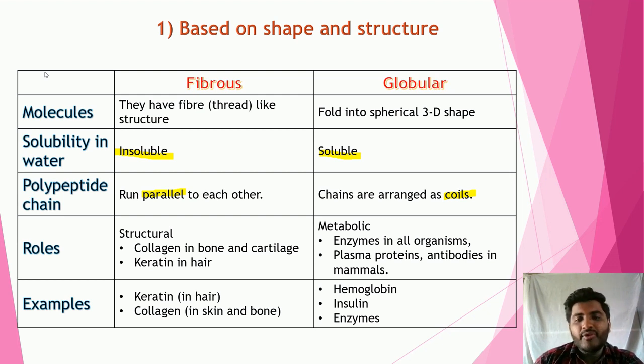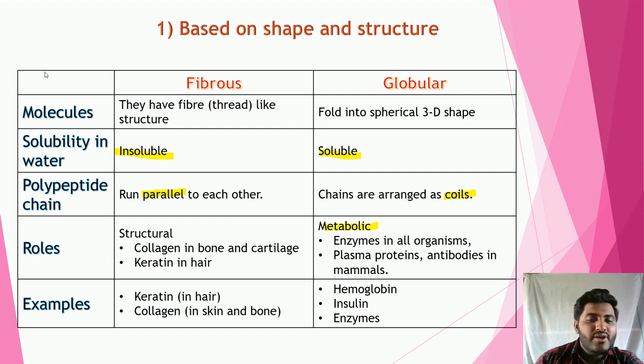Next, globular proteins are used for metabolic activity, to maintain the metabolic activity. For example, enzymes, you know already, in all organisms enzymes are present. Those enzymes are nothing but examples of globular proteins. And also plasma proteins and antibodies in mammals, these are all used to maintain the metabolic activity of our body.